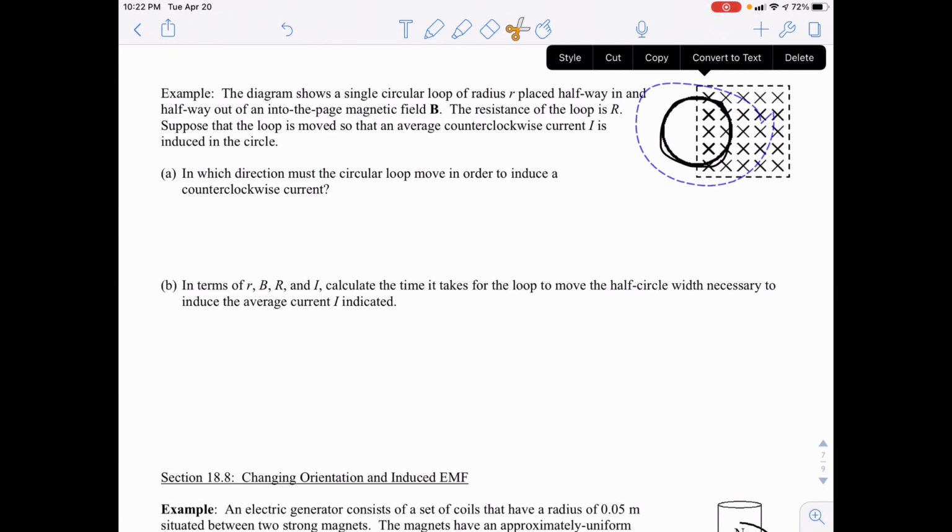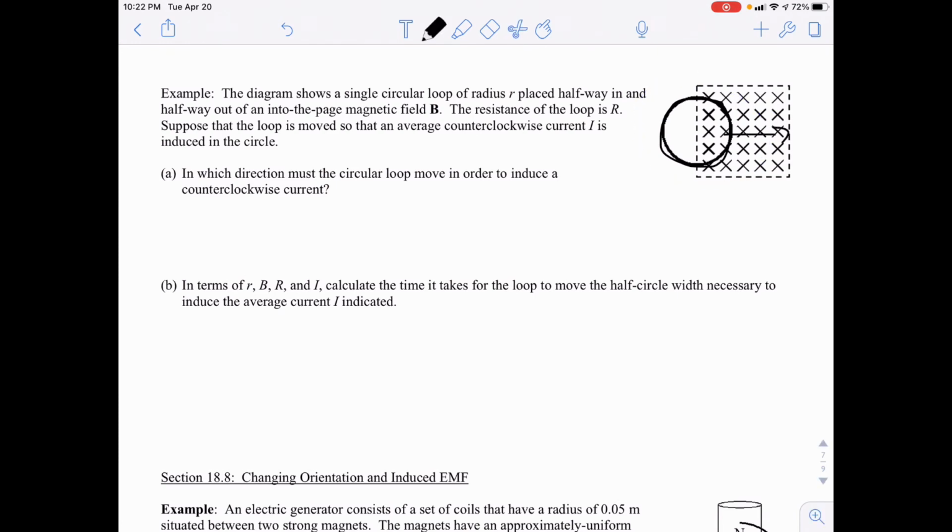Let's first take a look at what happens if we move it into the loop and increase the flux. And let's see if that results in a counterclockwise current.